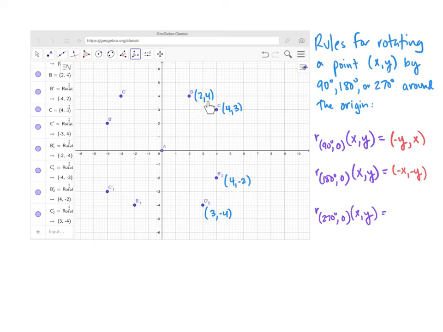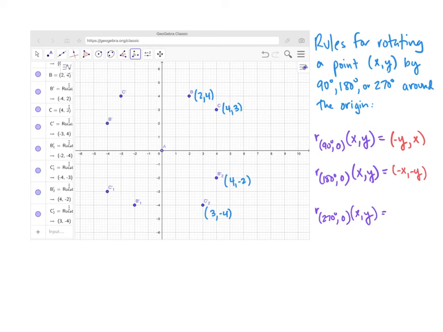So again, the numbers switched places, just like they did with a 90 degree rotation, but this time it was the y coordinate, or the last number, that flipped its sign. It went from being a +2 to a -2. And it seems that the same thing happened here. The 3 and the 4 switched places, and the 4 went from being positive to negative.